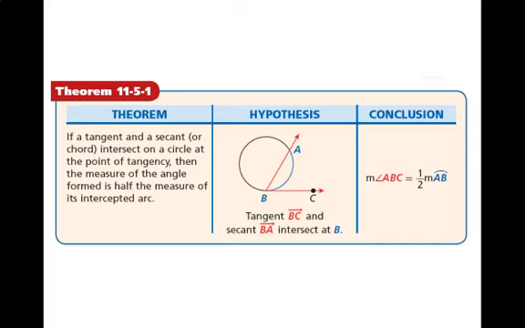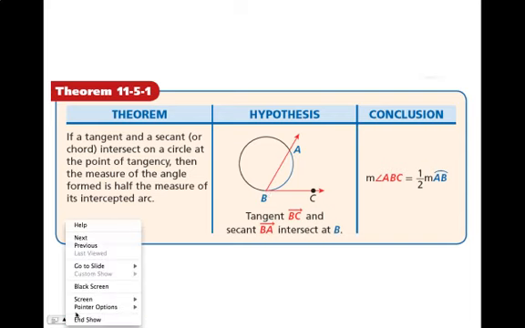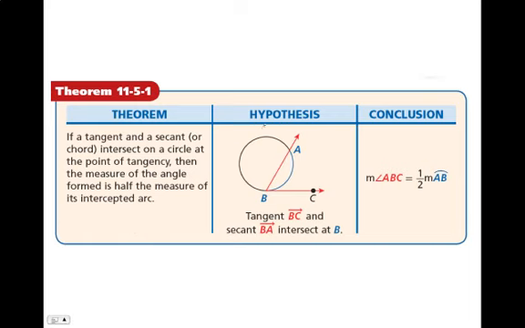We have here that if a tangent and a secant, or a chord, intersect on a circle at the point of tangency, then the measure of the angle formed is half the measure of its intercepted arc. Since ray BC is a tangent and ray AB is a secant, they intersect on the circle. Therefore, angle ABC is half of the measure of arc AB. So if arc AB is 100 degrees, then the measure of the angle would be 50 degrees. You may write this theorem and draw the picture if need be on your note card.